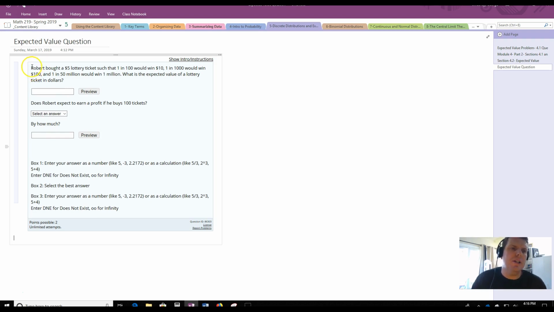So we've got this question. Robert bought a $5 lottery ticket such that 1 in 100 would win $10, 1 in 1,000 would win $100, and 1 in 50 million would win $1 million. What is the expected value of a lottery ticket in dollars?